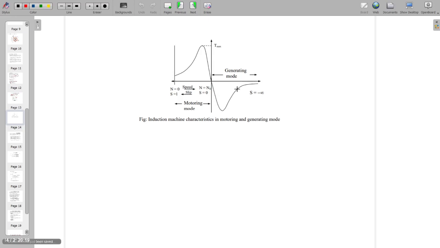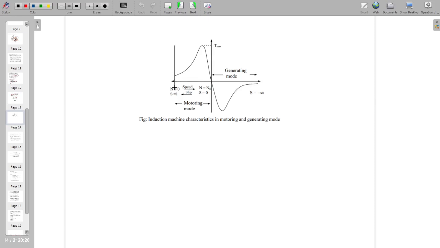So the induction machine is not much used as a generator because it requires reactive power for its operation. That's why the reactive power should be supplied from the outside, otherwise it runs below the synchronous speed by any means, so it consumes electrical energy rather than giving it at output. So as far as possible, induction generators are generally avoided.